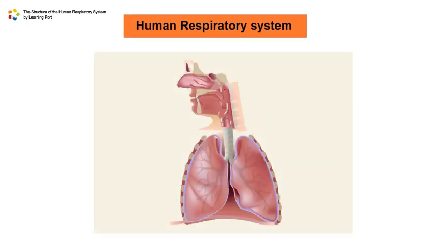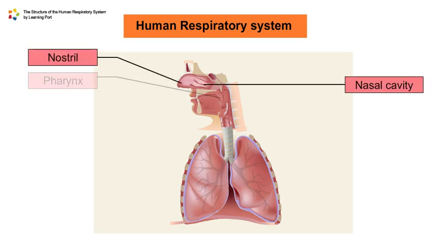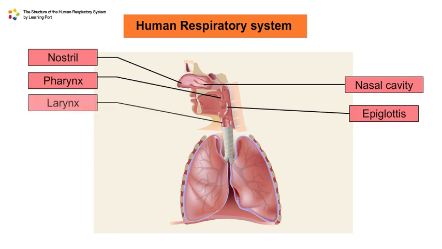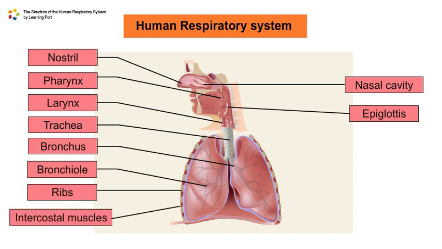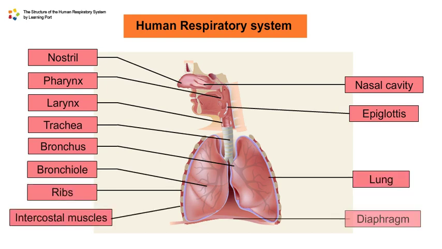The human respiratory system is composed of the nostril, nasal cavity, pharynx, epiglottis, larynx, trachea, bronchus, bronchiole, ribs, intercostal muscles, lungs, and diaphragm.